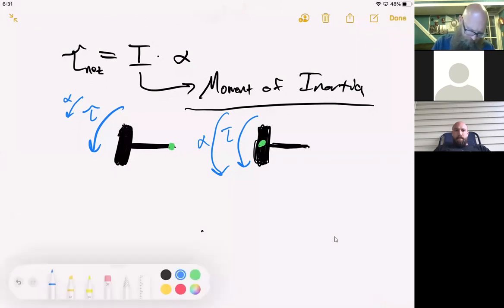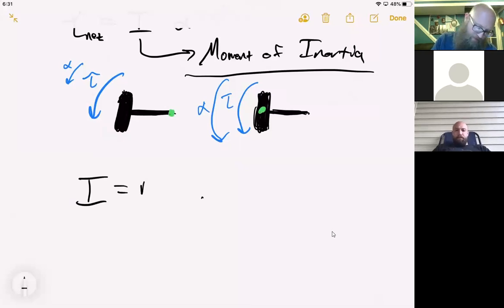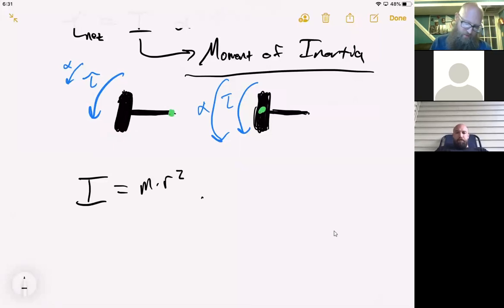Let me give you two more equations, maybe one more equation, one more idea, and then we'll try to do an example or two. So moment of inertia in general for a point mass is the mass times the distance that mass is from the axis of rotation.